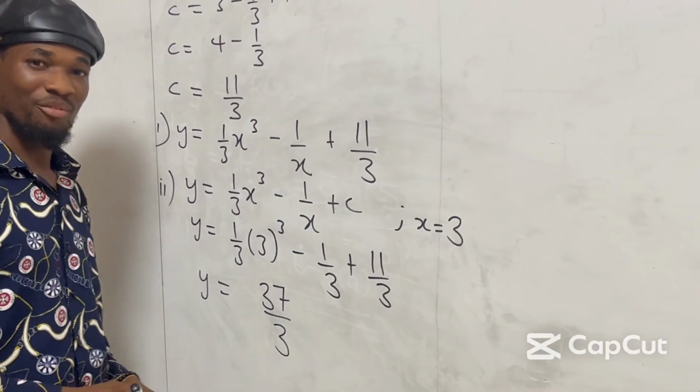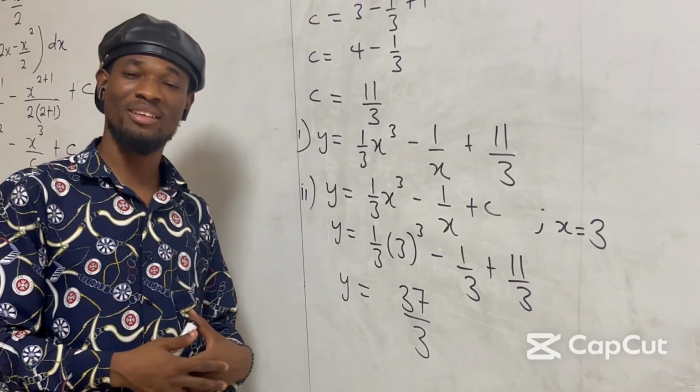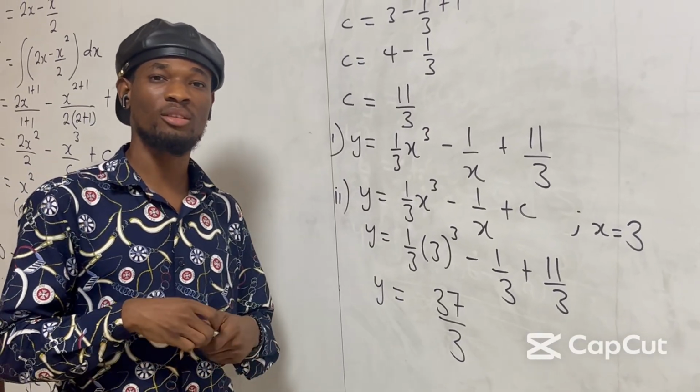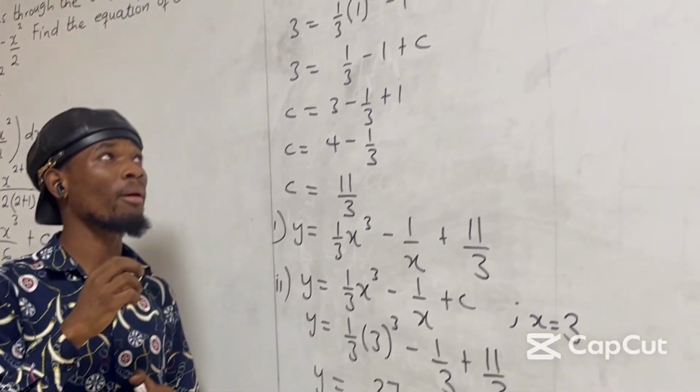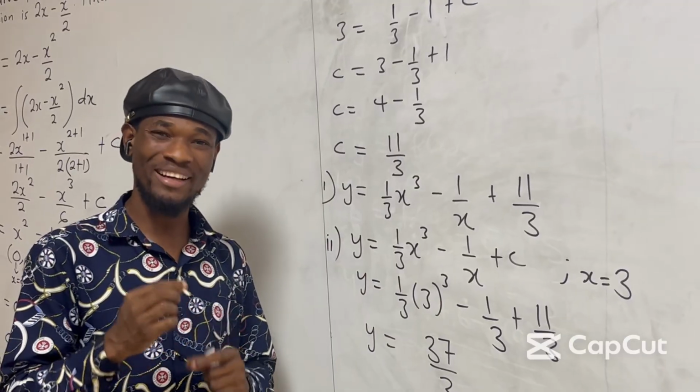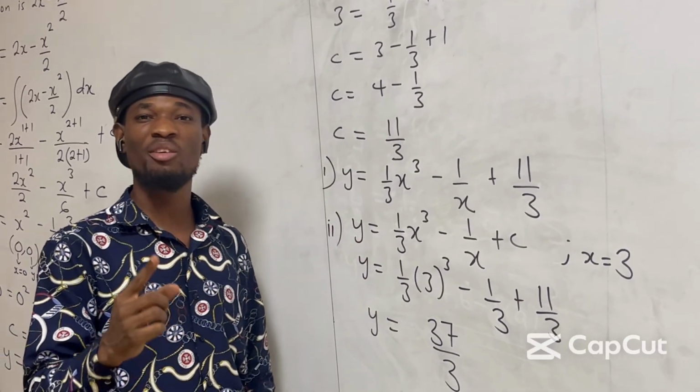So therefore the value of y is equal to 37 on 3 when x is equal to 3. Viewers, this is the end of the lesson. I'll bring you another YouTube session to throw more light on boundary conditions. Those questions are going to be very, very technical. So follow me for more.